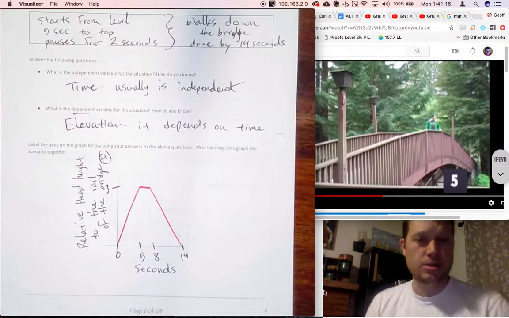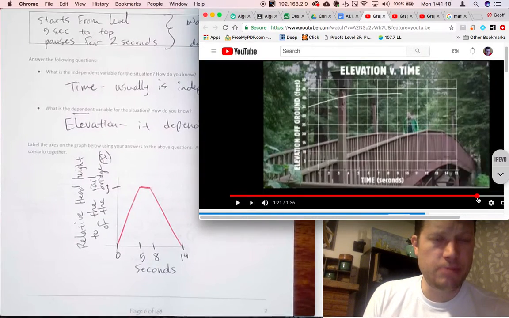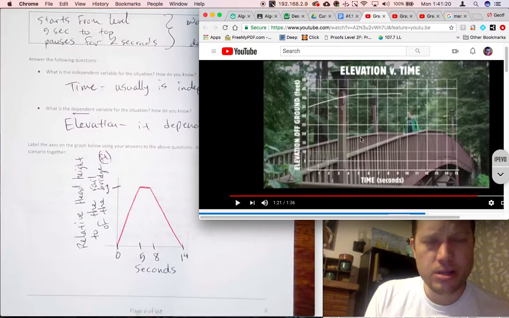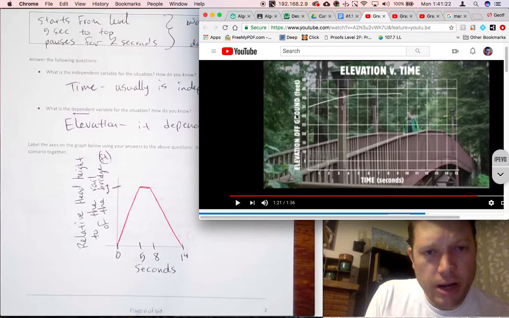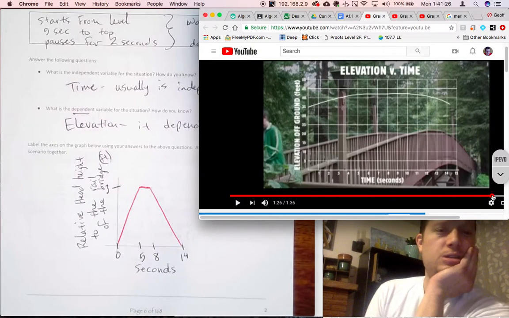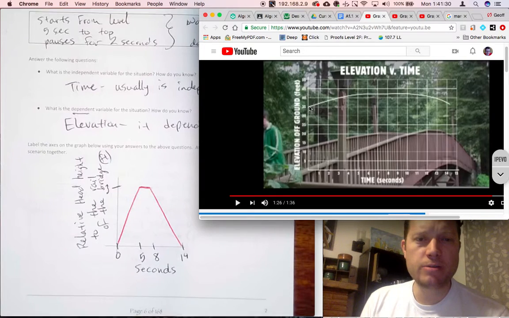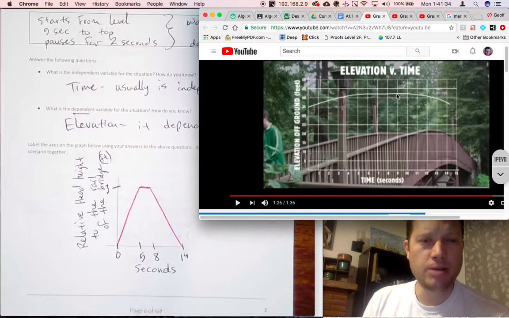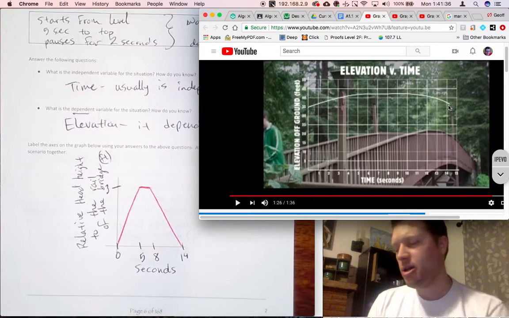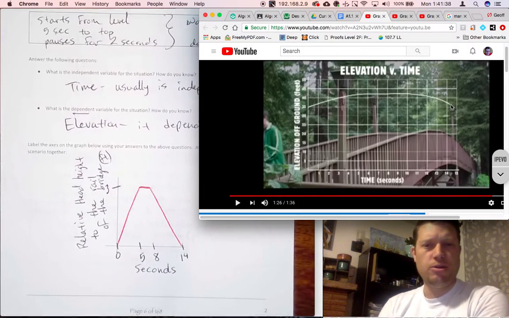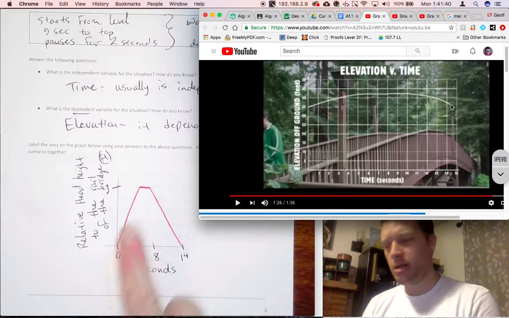Let's check out the answer. I'm just going to skip ahead on the YouTube video, as you should do for this. They do elevation off of the ground, assuming what his elevation is already. And yeah, we kind of have that. I mean, our graph's a little more severe, but there's a rise, there's a pause, and then there's a fall again. And so just depending on how accurate you feel like you can be, this really well captures it.